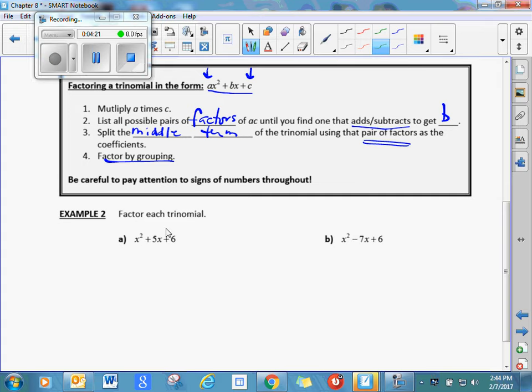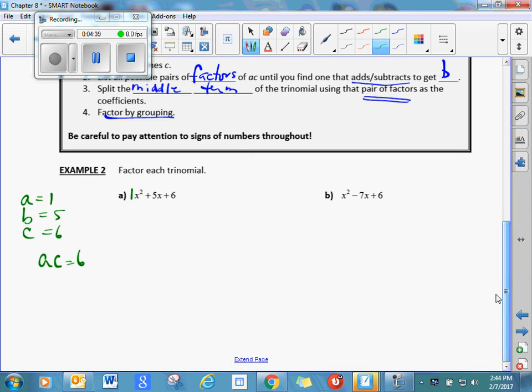So let's look at this first one. It's in standard form. A is equal to 1, the coefficient of x squared. B is equal to 5, and C is equal to 6. Multiply A times C: 1 times 6 is 6. The second step, find the factors of 6. So we have 1 and 6 as a pair. Negative 1 and negative 6 also multiplies to positive 6. 2 and 3, and negative 2 and negative 3.